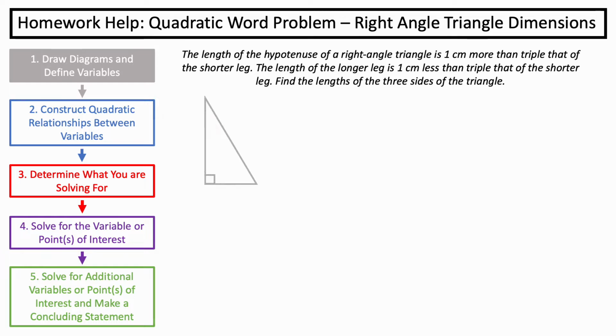So in this situation, we're looking at a right angle triangle. So we have a hypotenuse we'll define as h, we have a longer leg which we'll define as L, and we have a shorter leg which we'll define as S.